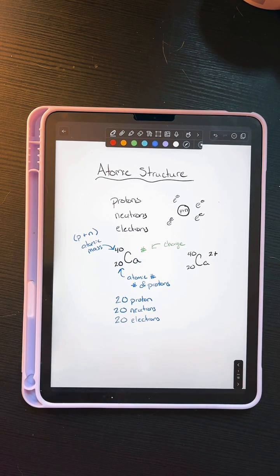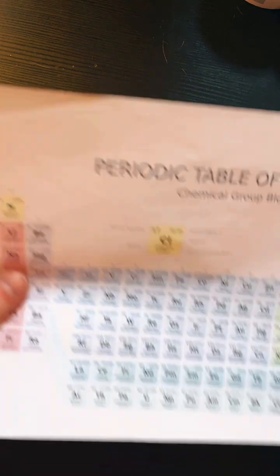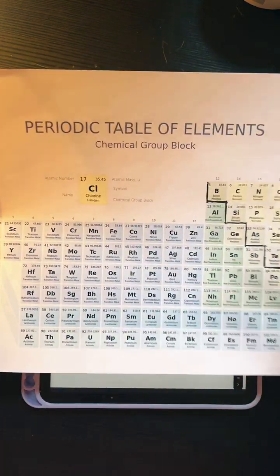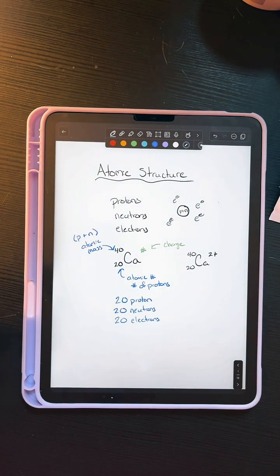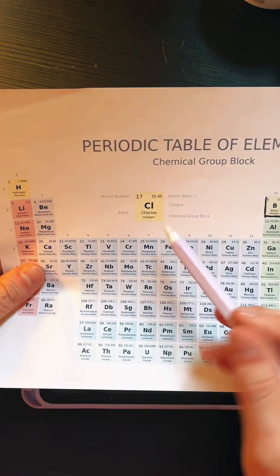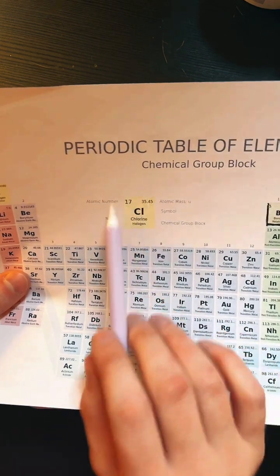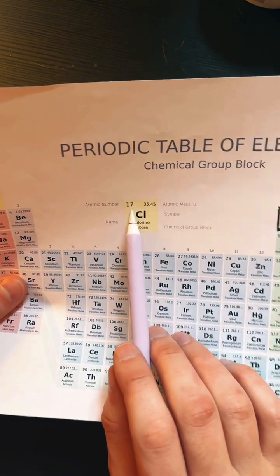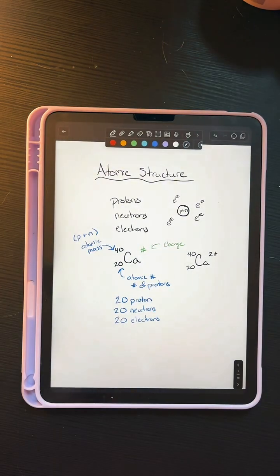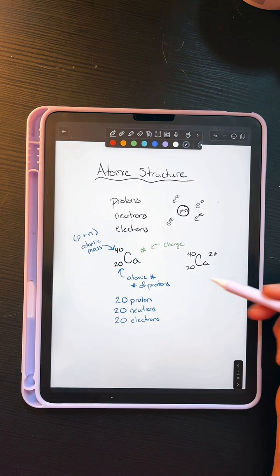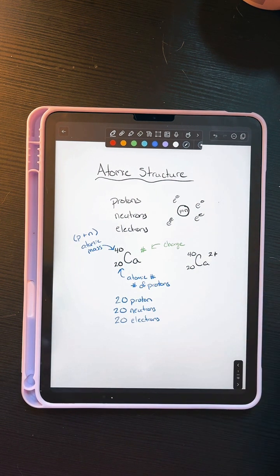Does AP Chem's periodic table give this much info? AP Chem's periodic table will not give you everything that you see here, but if you're asked a question like this, it will give you the atomic number. So actually, let's look here. We have the atomic number, and then it will give you your atomic mass. It will not give you your electrons. That is something that you will have to solve for on the side.